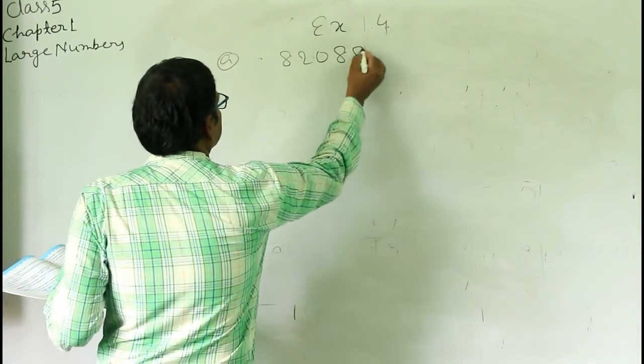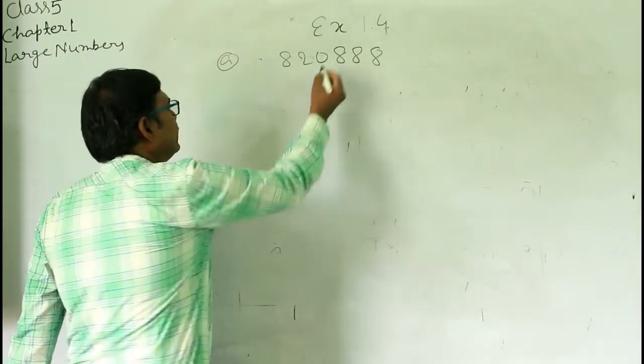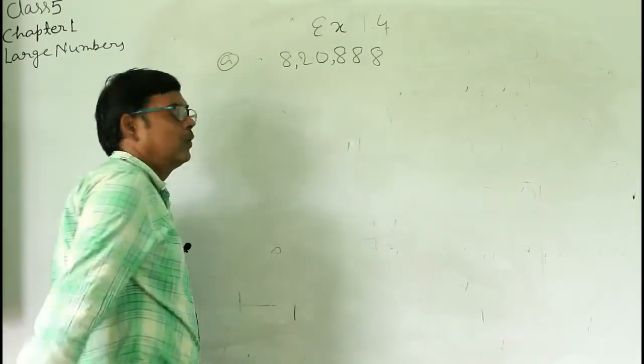82088. Okay, this is the number. Now put the commas here. So where is the comma here? Here and here. Now expand this number.